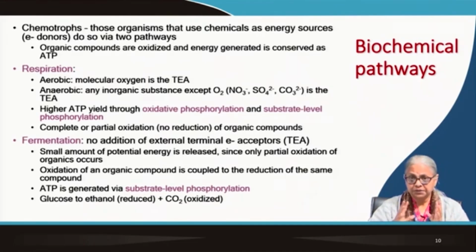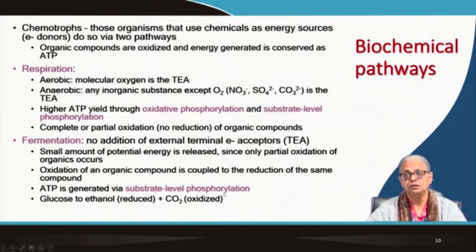Now the oxidation is coupled to the reduction reaction of the same compound. ATP is generated in one process only, and that is substrate level phosphorylation. There is no oxidative phosphorylation. So glucose can be converted to ethanol, lactose can be converted to lactic acid, and it basically ends there.